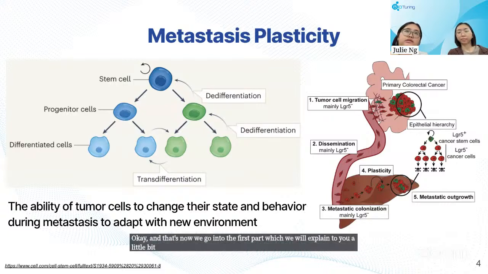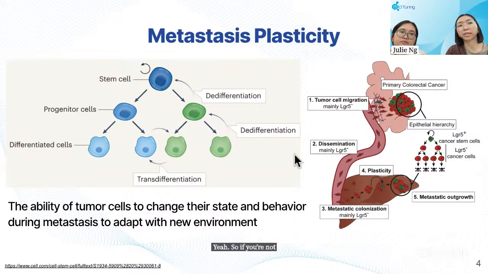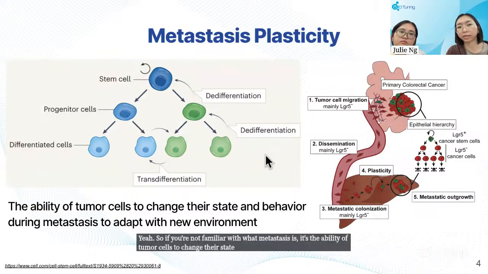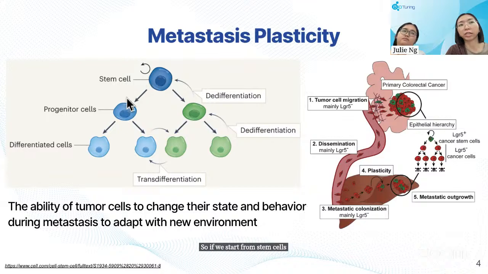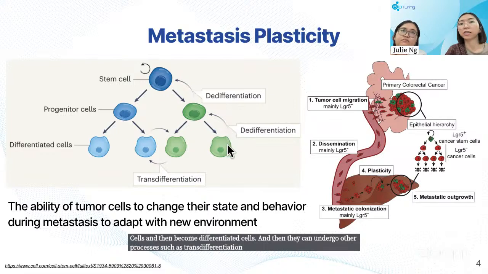what metastatic plasticity is. If you're not familiar with what plasticity is, it's the ability of tumor cells to change their state and behavior during metastasis to adapt to a new environment. So if we start from stem cells, they can differentiate into progenitor cells and then become differentiated cells. And then they can undergo other processes such as transdifferentiation and dedifferentiation, where a differentiated cell becomes a progenitor cell, and so on and so forth.